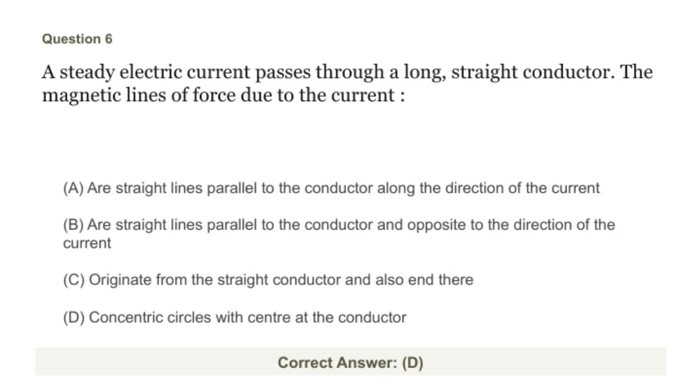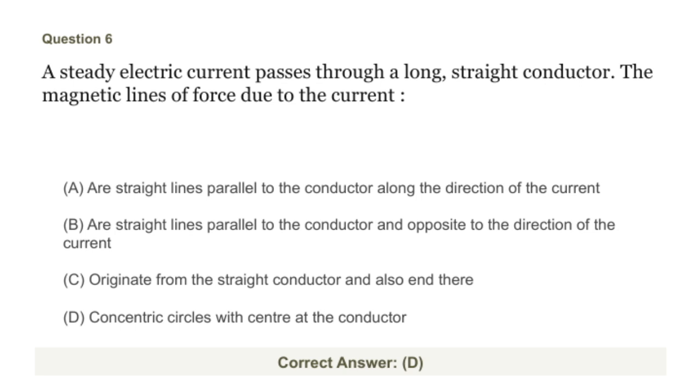Now, let's look at how magnetic lines of force behave around a current-carrying conductor. When a steady electric current flows through a long, straight wire, the magnetic field doesn't just scatter randomly. Instead, it forms a very specific pattern. The correct answer here is option D, concentric circles with the center at the conductor.